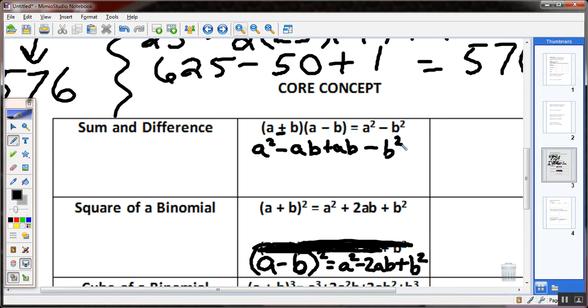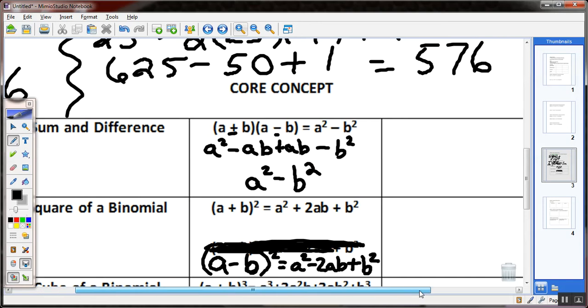Well, guys, if you notice right here in the middle, a negative AB and a positive AB, what are they going to do to each other? So the only thing you're left with is what? A squared minus b squared. Okay. So this is called sum and difference. And what they're saying is the terms in here are the same, but one is a sum with the addition sign, and one's going to be a difference right here with the negative sign or a subtraction sign.